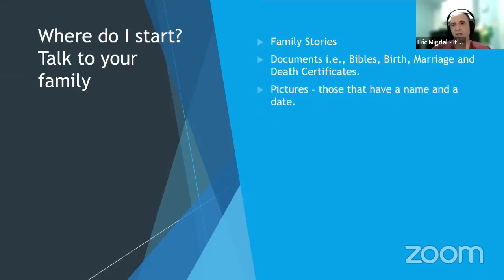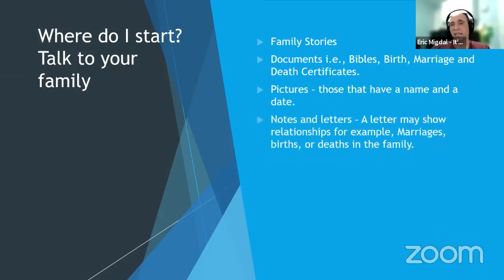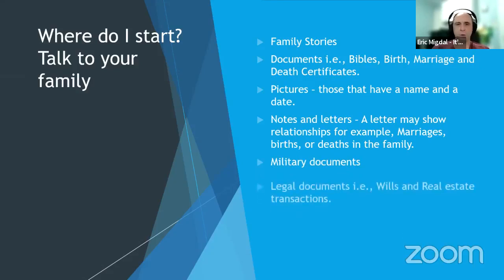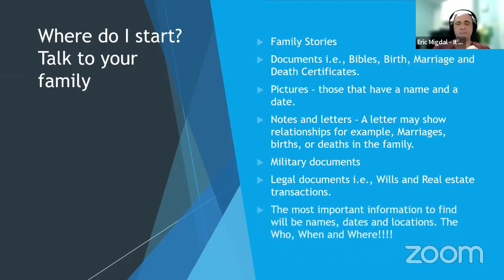Pictures, obviously those that have a name on it and a date are going to be better to have. Notes and letters. A letter may show relationships, for example, marriages, births, and deaths in the family. Military documents that you might have stored away. Legal documents such as wills and real estate transactions.